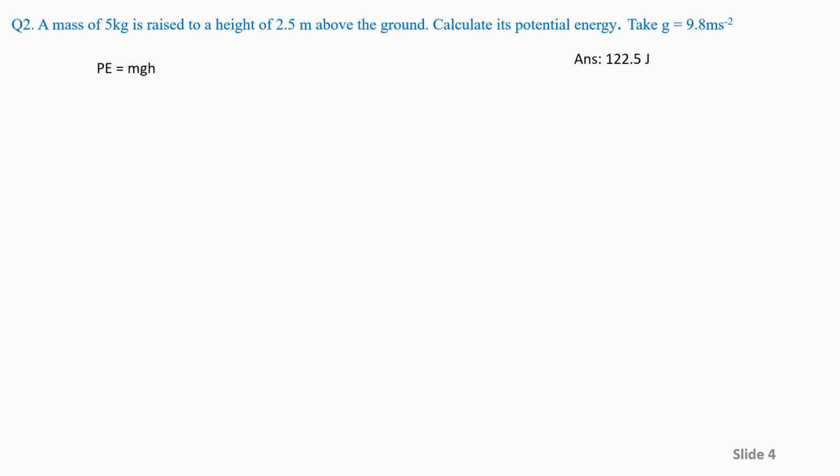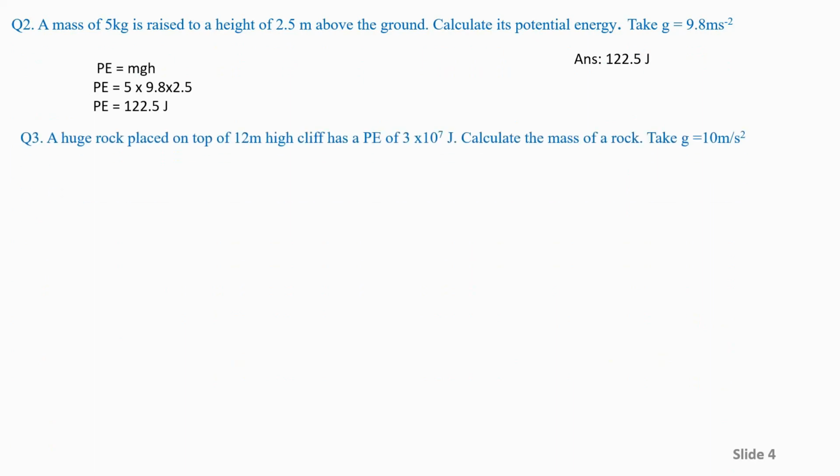Potential energy is mgh, so that we have seen just before on the slide. Substituting the values, mass is 5 kg, value of acceleration due to gravity is 9.8, times 2.5. We get potential energy equal to 122.5 joules. And the next question was also given to you as practice last time. You can cross check it.